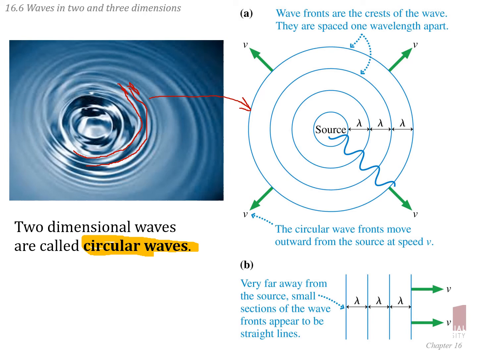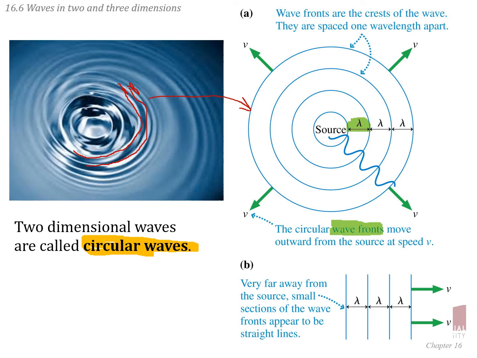When we're in two-dimensional waves, we normally call those crests wave fronts. Okay, so now we have another name for the crests. They're called wave fronts. What can we say about the wave fronts? They're going to be a distance of one wavelength apart. So the distance between any two crests is a wavelength, just like any two troughs.